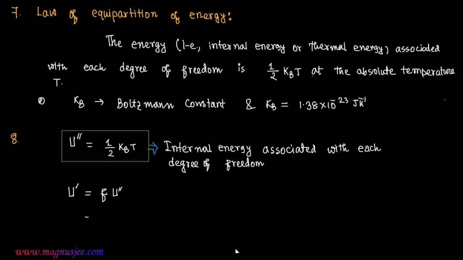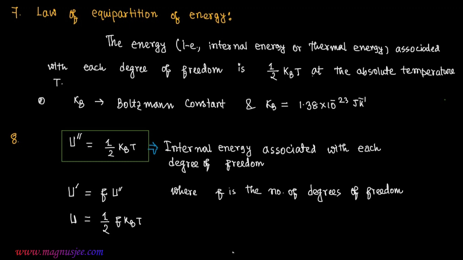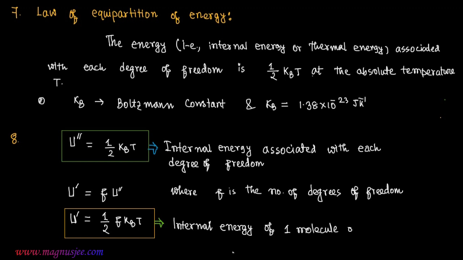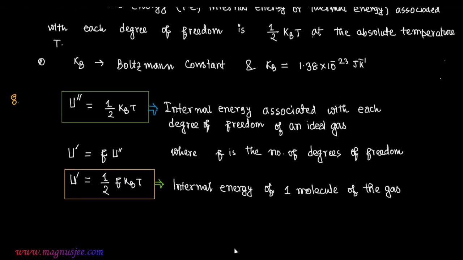Now U prime is equal to f into U double prime, where f is the number of degrees of freedom. Therefore, U prime equals half f kT, where f is the number of degrees of freedom of the thermodynamical system, k is the Boltzmann constant, and T is the absolute temperature of the ideal gas in this thermodynamical system. U prime is equal to half f kT, which is the internal energy of one molecule of the gas. U double prime was the internal energy associated with each degree of freedom of an ideal gas, but U prime is the internal energy of one molecule of the gas.